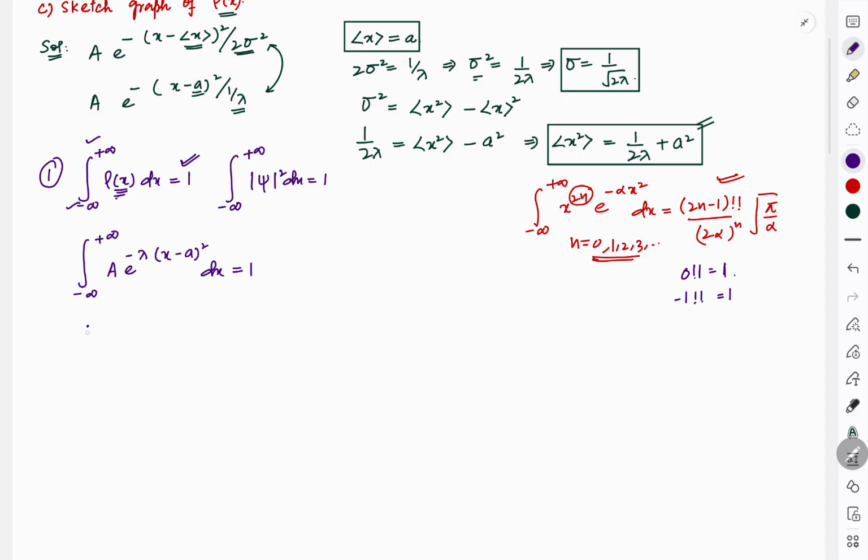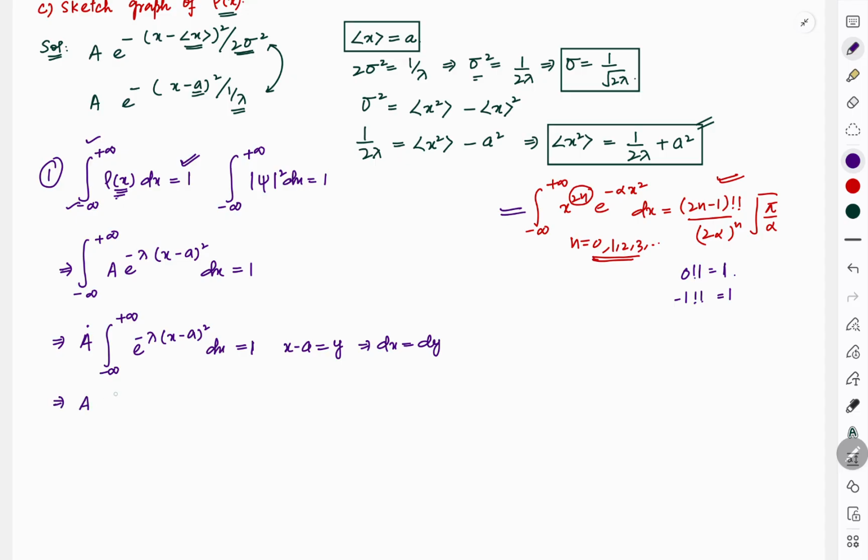Let's take A outside because we have to find it. The integral from minus infinity to plus infinity of e to the power minus lambda (x minus a) whole square dx equals 1. Now we will put one thing. Let's put x minus a equals y. That would make our things very solvable, which implies dx equals dy, and that would also make our things comparable with this integral.